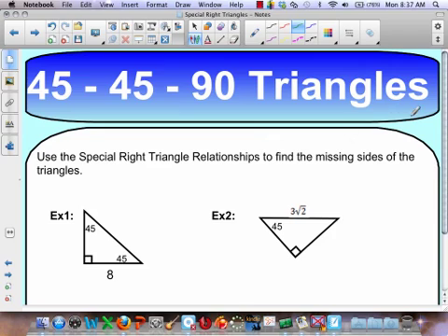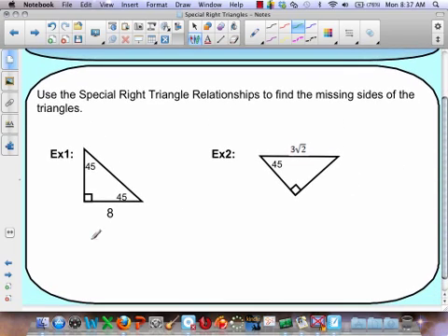Let's take a look at an example. We'll look at number 1. What's my side length? 8. So what does that make the hypotenuse? 8 radical 2, and we're done. Now, I know a lot of students tend to say, man, I don't like these, they're kind of weird. It's actually a lot easier. All you have to do is look at one side length and you're done. So 8 radical 2.